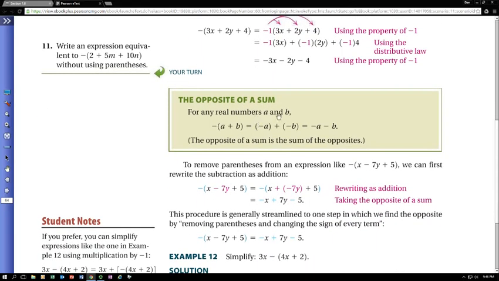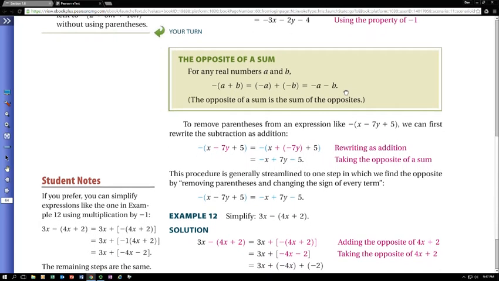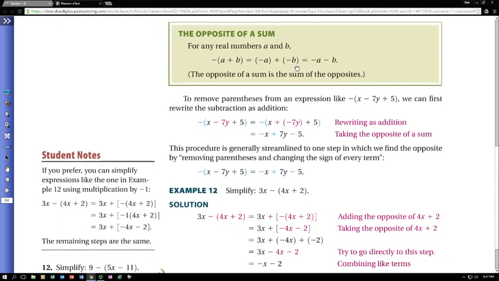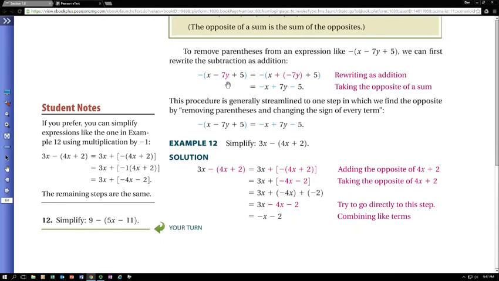So they explain this with an algebraic definition. It says for all real numbers a and b, the negative of the quantity a plus b, or another way to say that, the opposite of the sum of a and b, is equal to the negative of a plus the negative of b, or negative a minus b. And I would say the opposite of means negative 1 times it, which means you use the distributive law, and you probably don't even need to use this as a new property or some boxed-in thing, right?